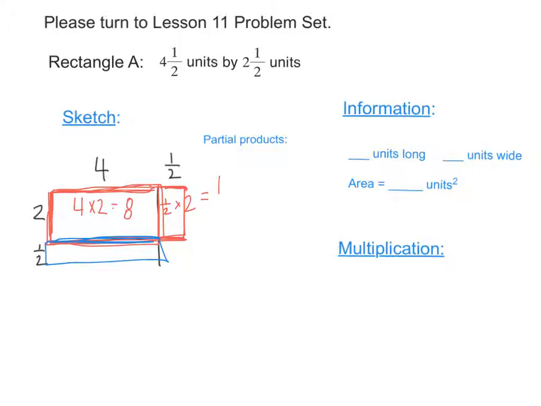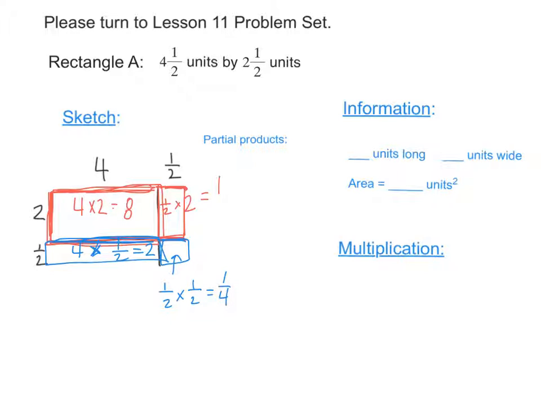Okay. What about this one down here? What's the length? 4 times the width, which is 1/2. What's 4 times 1/2? 2. Okay. What about this one over here? I have 1/2 times 1/2, which is 1/4. Oh, interesting. Now, if I want to find the total area, I can add up all those areas, right? These are called partial products.